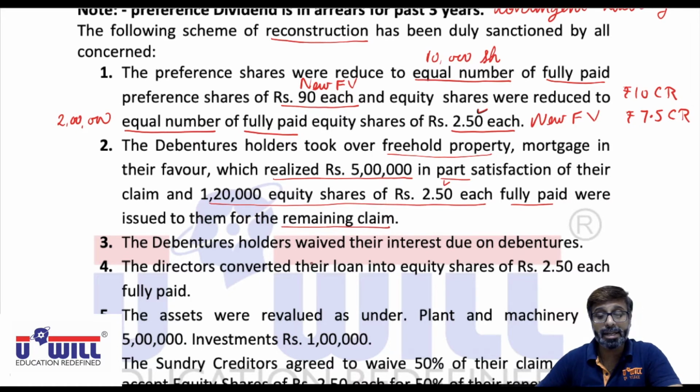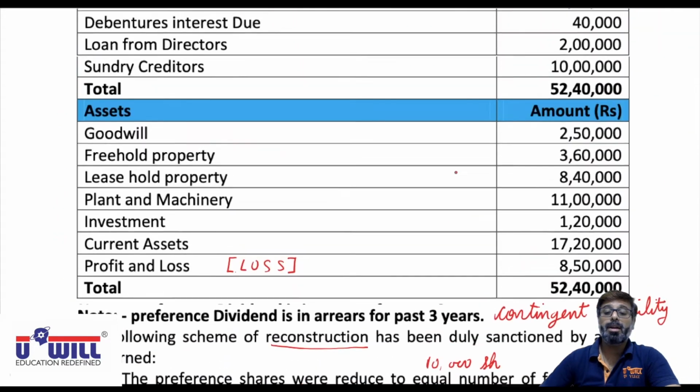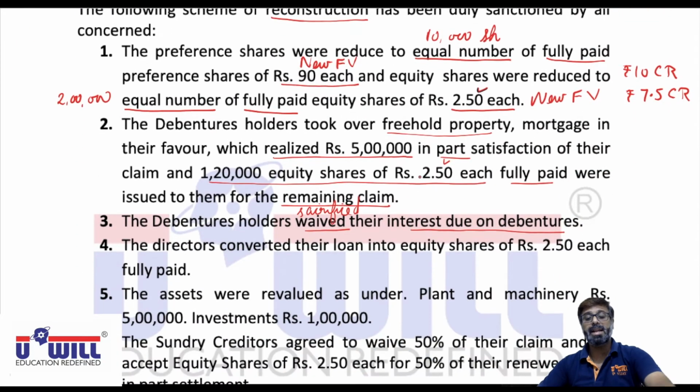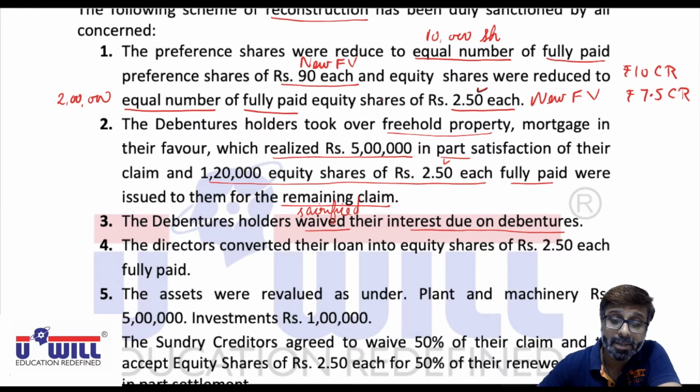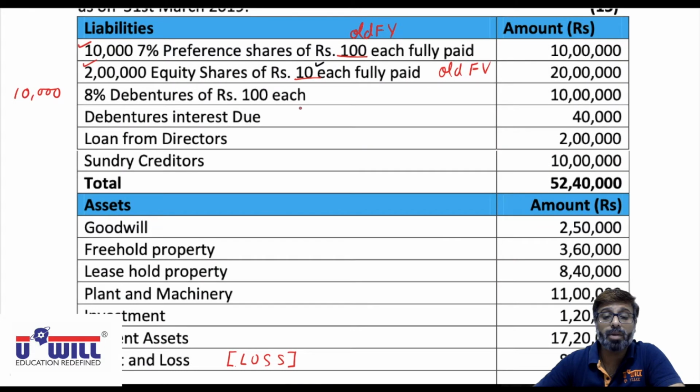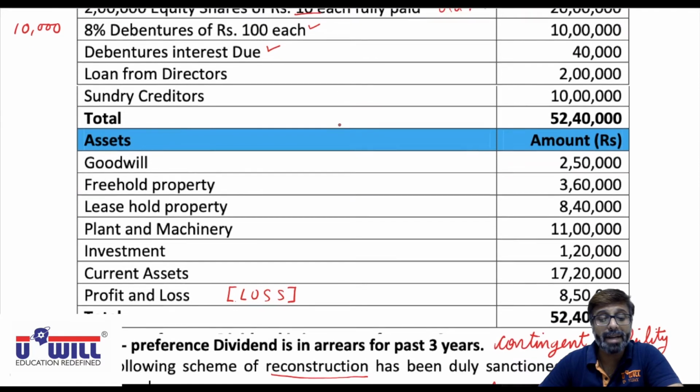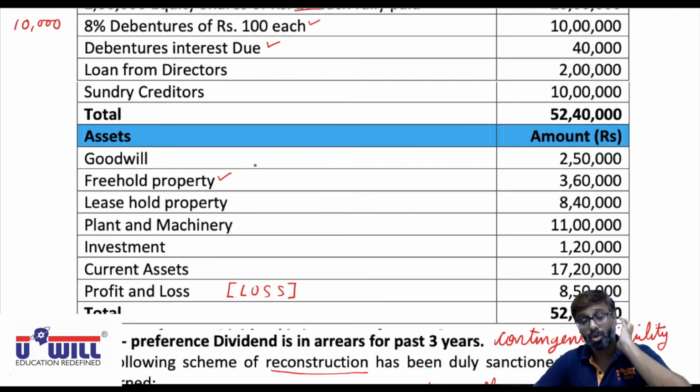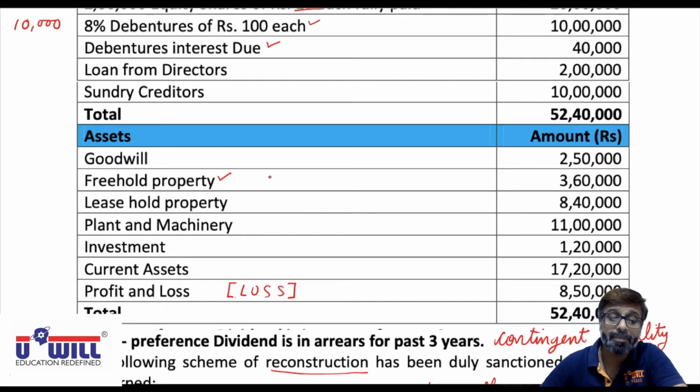Also the third adjustment is related to that. The debenture holders waived, means sacrificed, their interest due on debentures. Now here I have told you earlier the shortcut method. There are several entries to be passed, but I told you earlier that henceforth in further questions we will not pass all the entries but follow the shortcut method. What shortcut method? Close debentures account and debit that. Close debenture interest outstanding account and debit that. They have taken freehold property, so close freehold property and credit that.